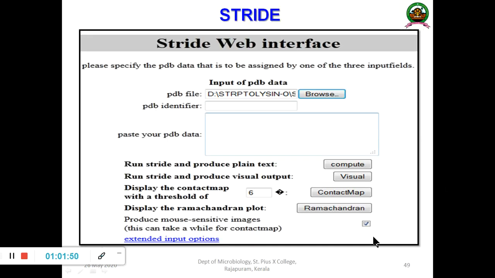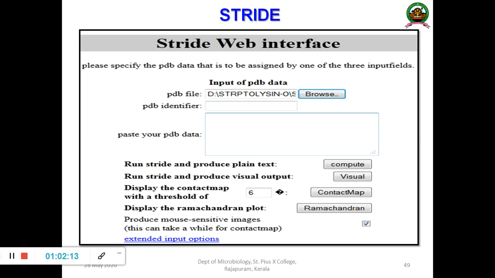Then, till now, for all the previous tools, the input was a sequence. Say for example, you are having a structure. So what will you do? Is it possible to predict the secondary structure? Say for example, you are having a crystal structure or a coordinate file, or you are having your own model. You want to predict the secondary structure. Then what do you need to do?